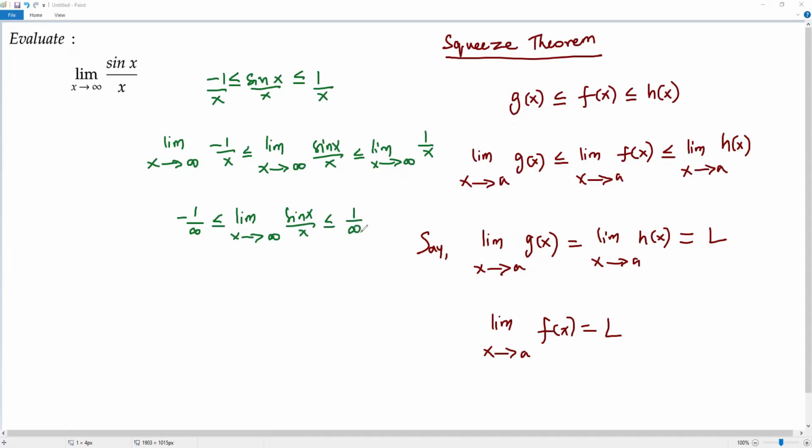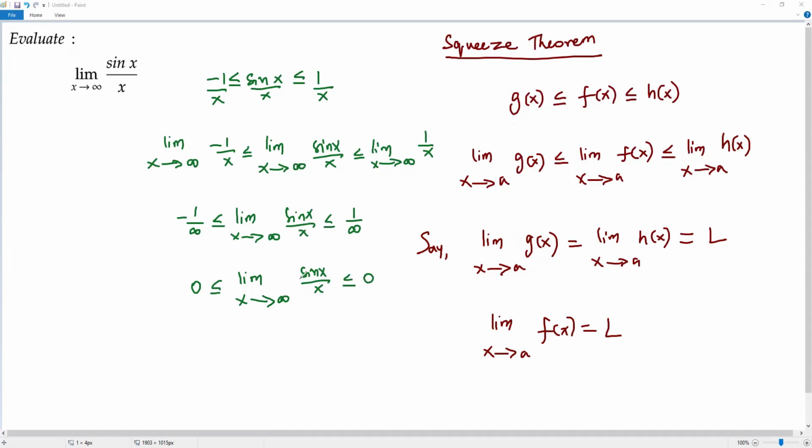Then we get 1 over positive infinity. Any finite value, whether positive or negative, when I divide it by infinity, the result is 0. So the value of this one and this one are 0. So 0 less than or equal to the limit as x approaches infinity of sin x over x, less than or equal to 0.